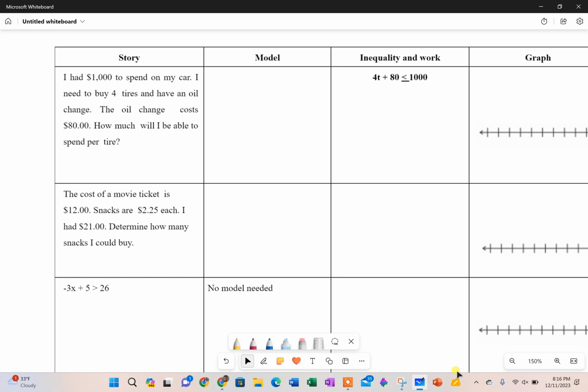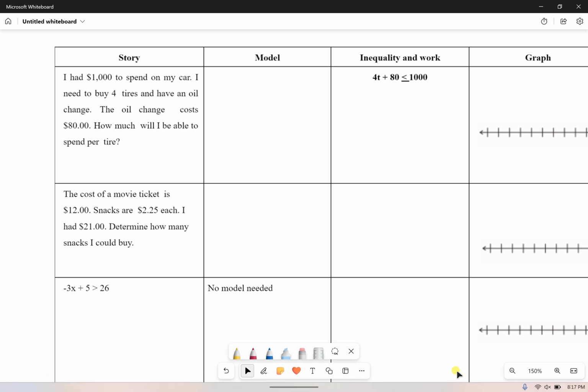I'm going to do a video on the models and inequalities, and I'm going to try to go quick because I have a lot to do here. So, the first one says I had $1,000 to spend on my car. So what I'm going to do is start with the $1,000. That represents the amount of money I can spend on my car. It's going to be less than or equal to that.